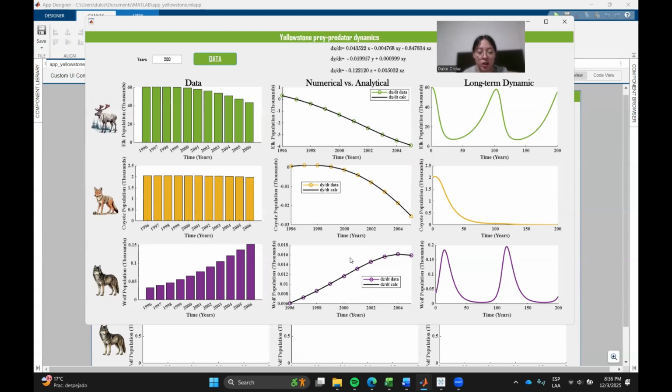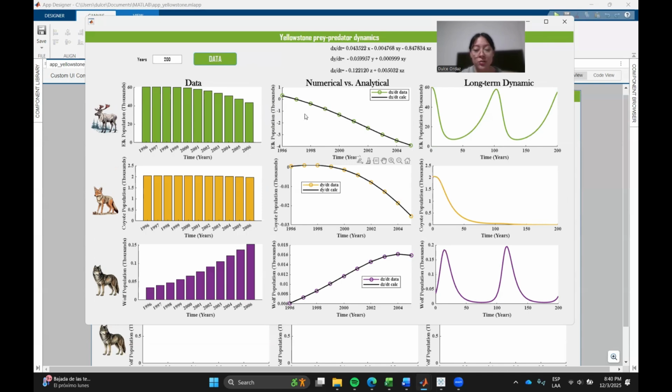Then in these columns, we have the numerical versus analytical comparison. For example, in the numerical data, we have the difference between row 1 and row 2 of coyotes or elks or wolves. This is repeated 10 times because we have 11 rows of data. So here we have 10 different points, 3, 6, 9, and 10.